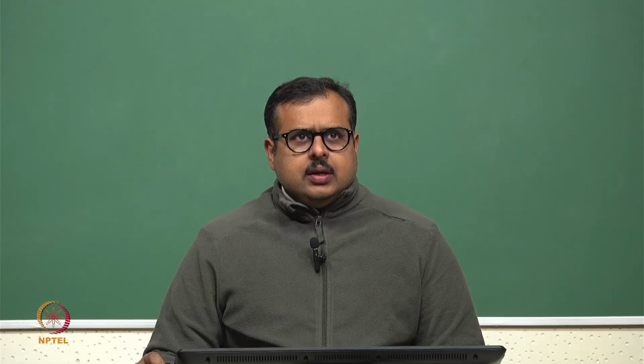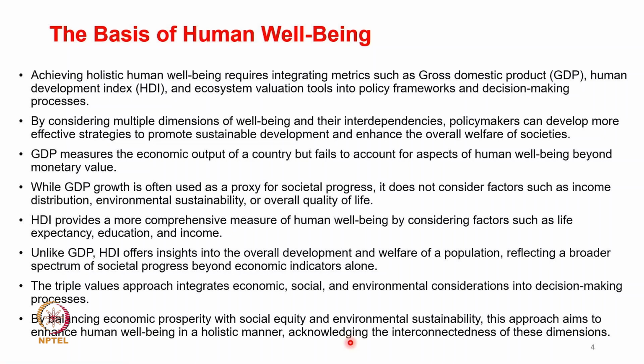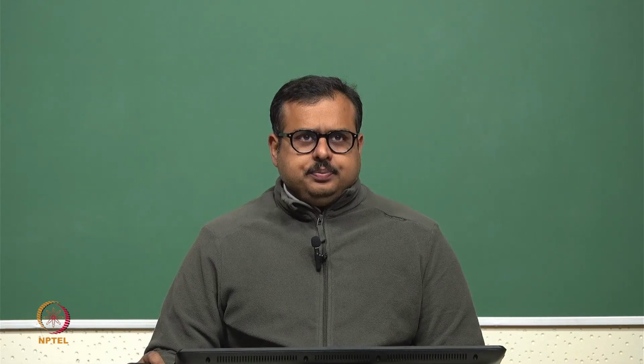So what is GDP? GDP is a measure of the economic output of a country. Typically, it is evaluated on a country basis, sometimes on a state basis. But what is the problem with GDP? It is an economic output, but it fails to account for aspects of human well-being beyond monetary value. You monetize everything. GDP just talks about the economic output, and it is all monetized. But what about the conditions beyond the monetary value?